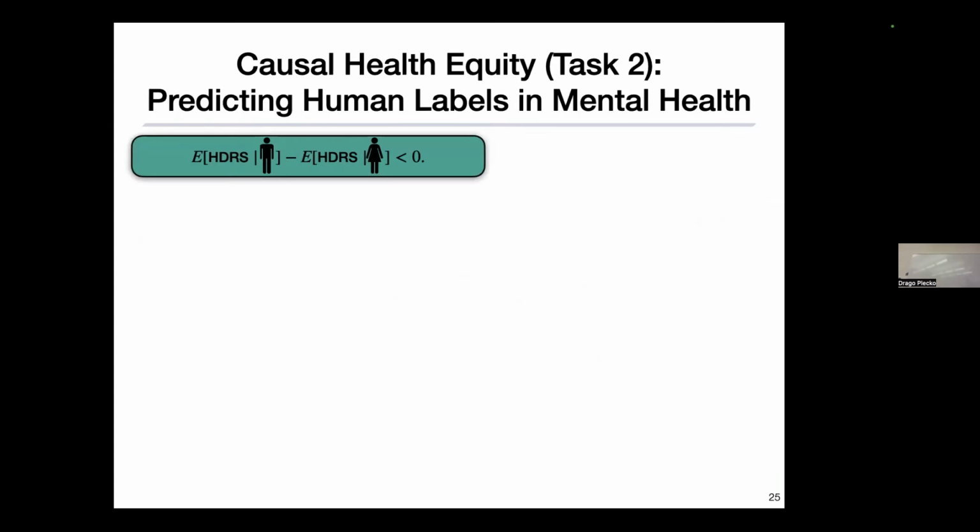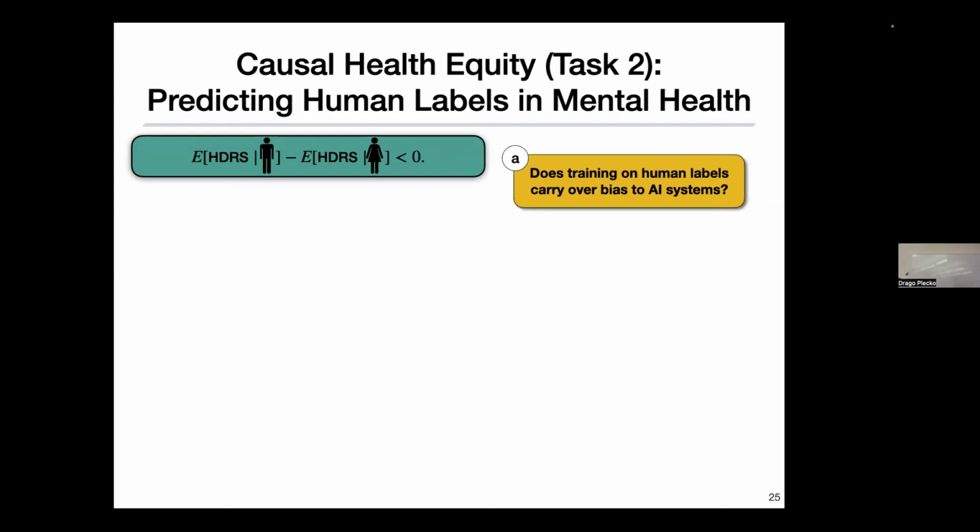that I mentioned already. This comes from a colleague, a friend from Denmark, who has looked at this. So it turns out there's a bias when you look at the Hamilton depression rating scale. If you look at the averages, there's a difference between men and women, right? So the question is, does training on human labels carry over bias, right? That's what we're trying to answer.